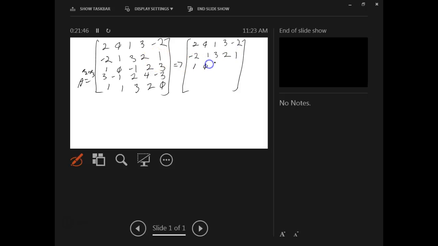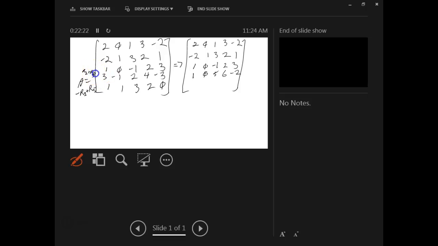1, 0, negative 1, 2, 3. Okay, the new row 3 is going to be row 2 plus row 3. That's going to be a 1, a 0, a 5, 6, and a negative 2. Okay? Next step will be minus row 2 plus row 5.